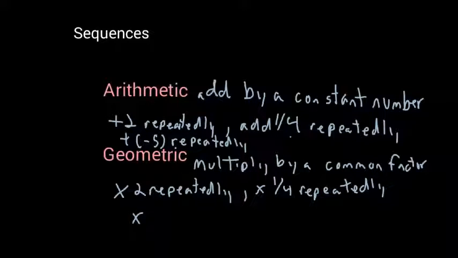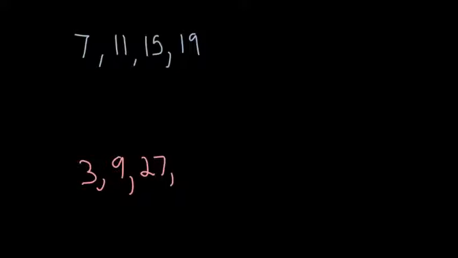And we can multiply by a negative number, which is going to make your numbers flip-flop as you go. So one's going to be positive, the next one's negative, then positive, then negative, and so on. And I'll give you examples of all of these. Alright, so let's look at a couple examples.